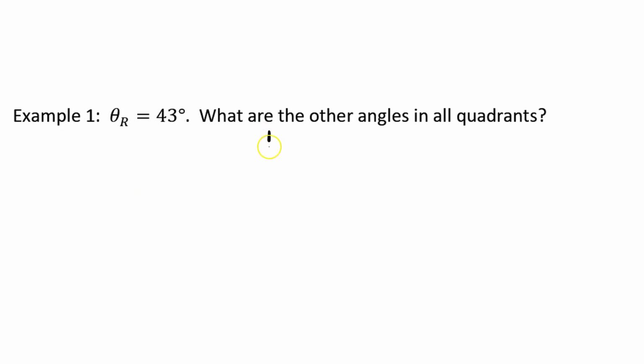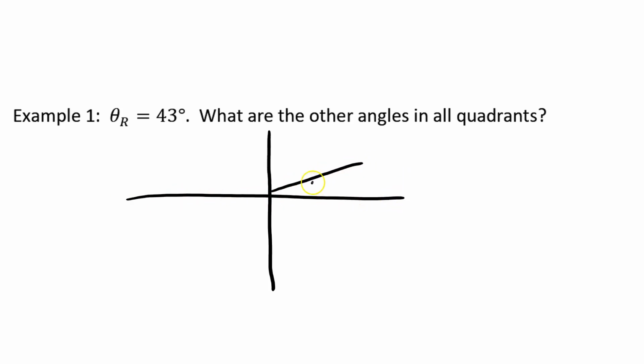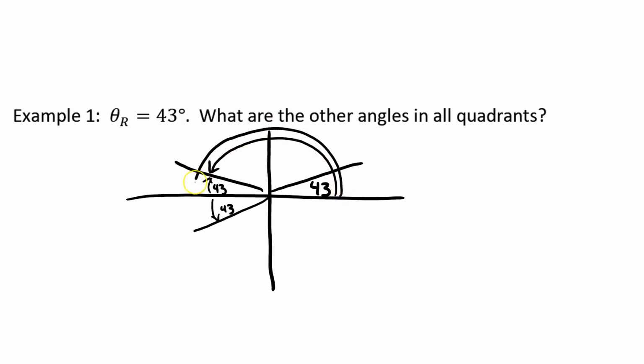So I'm going to just create my little diagram here. I'm going to say in quadrant 1 it's going to be 43. Quadrant 2, this right here is going to be 43. But what I'm looking for is what this specific angle is. In the third quadrant, this distance right here is going to be 43. But the angle that we're looking for is this one. And then in this one, this angle right here is going to be 43.